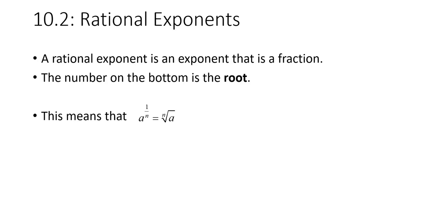In this section, we get into rational exponents. A rational number involves division, so 3 over 7 is a rational number. A rational exponent is an exponent that's a fraction. So in the definition here, it says the number on the bottom is the root.